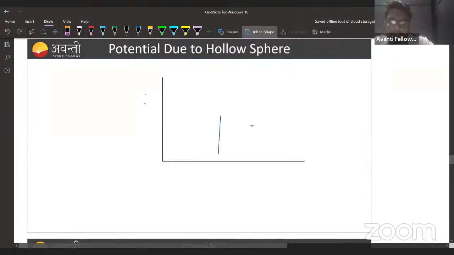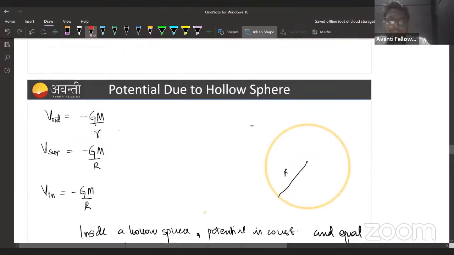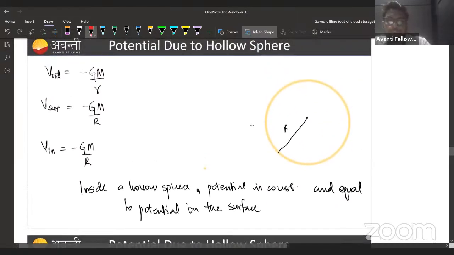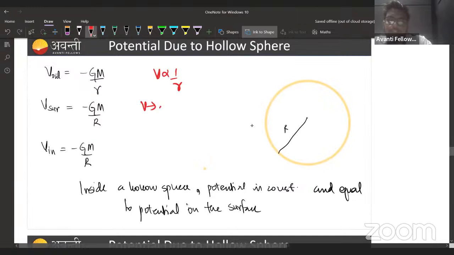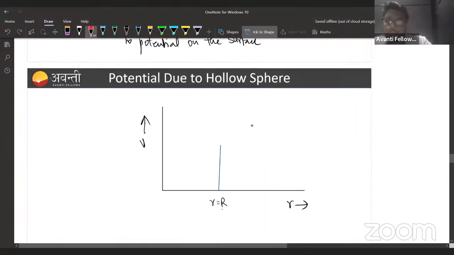This is our line which represents r equals R. On the x-axis, I'm plotting r. On the y-axis, I'm plotting potential, right? So outside, yet again, we can see potential is inversely proportional to r. At surface it is constant, and inside also it is constant, right? So outside, it will be something like this.